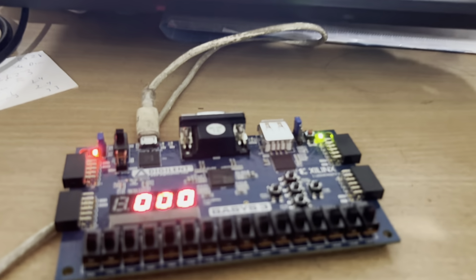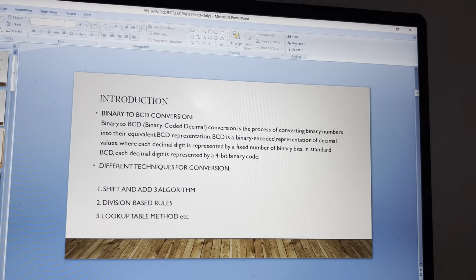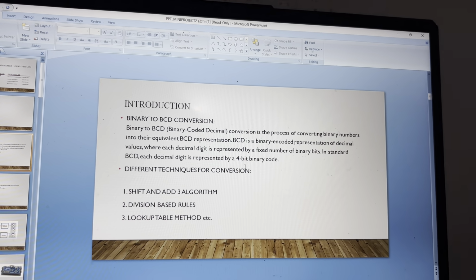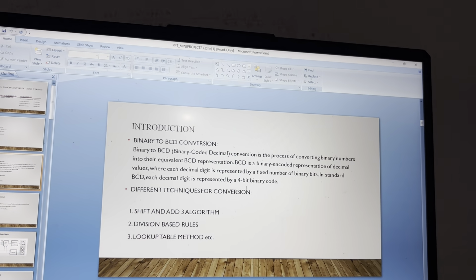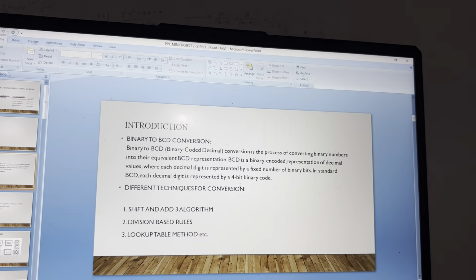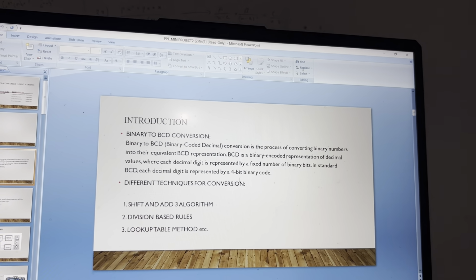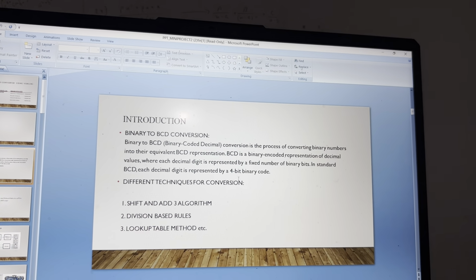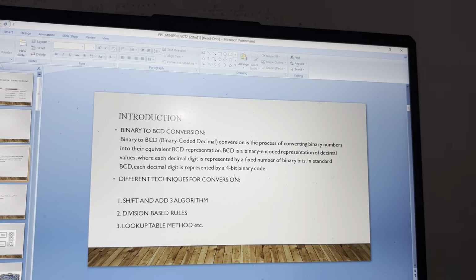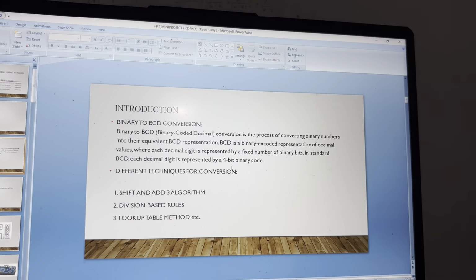Now let's come to our binary to BCD converter. This is a process of converting binary numbers into their equivalent BCD representation. BCD is a binary encoded representation of decimal values, where each decimal digit is represented by a fixed number of binary bits. In standard BCD, each decimal digit is represented by a 4-bit binary code.